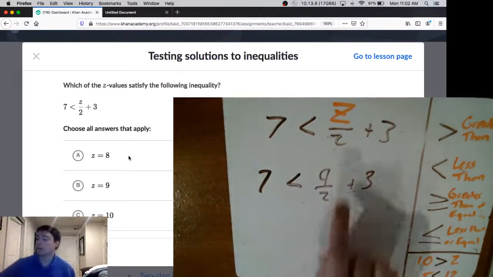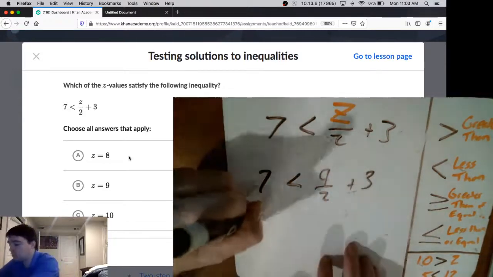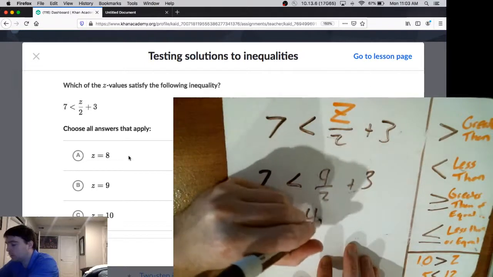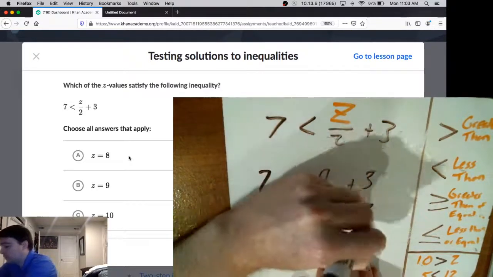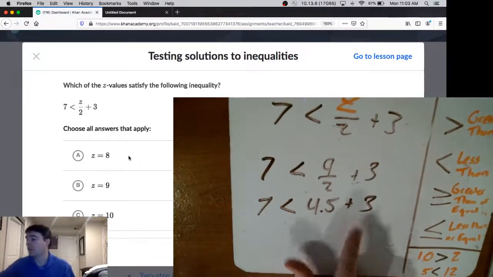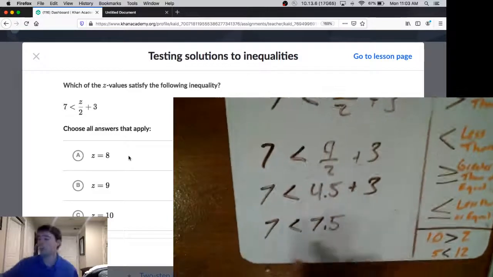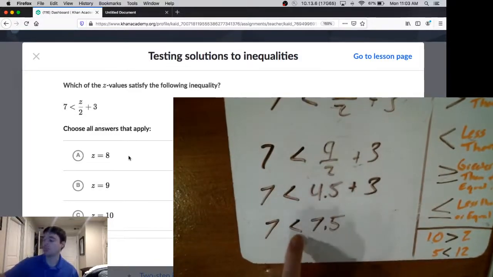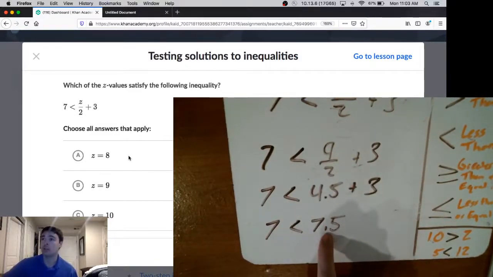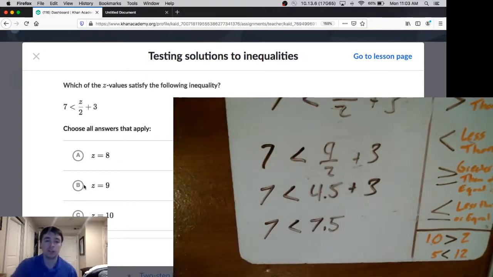If I know 8 divided by 2 is 4, and if I know 10 divided by 2 is 5, I know 9 divided by 2, right in the middle, is going to be 4.5. So when I do 9 divided by 2, I get 4.5. When I do 4.5 plus 3, I get 7.5. And now my inequality says 7 is less in value than 7.5. That's a true statement. $7 is not as much as $7.50. So if I made z 9, that works.